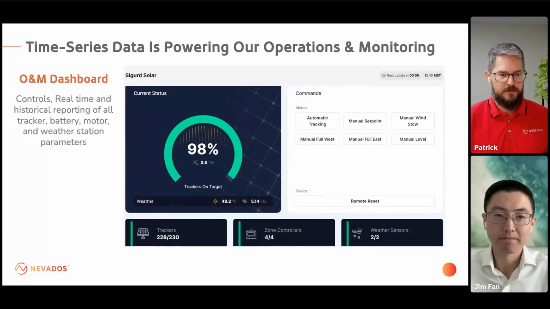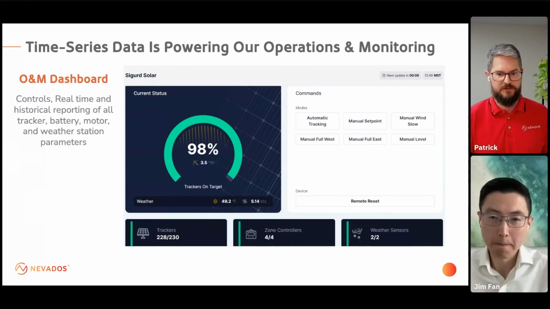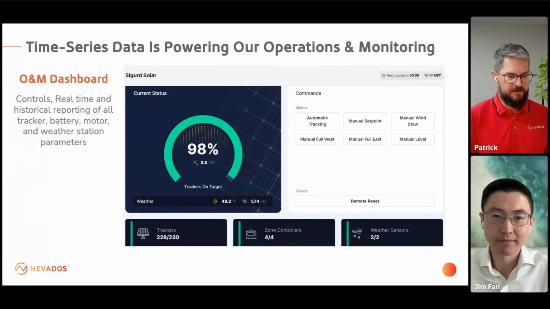So what you see here is one of our important KPI metrics, tracker on target. That's a calculation that aggregates the data and shows you in real time how many trackers are on the right schedule, on the right angle during the time. Just going back, a tracker essentially is a solar system that aligns your panels with the sun to maximize efficiency. You get about 20 to 30% more efficiency out of a panel if it follows the sun.